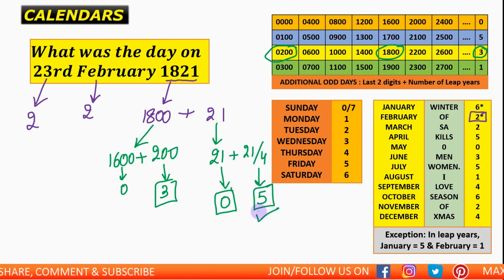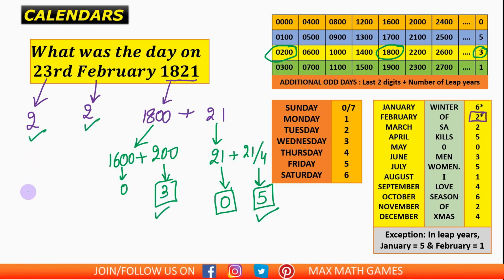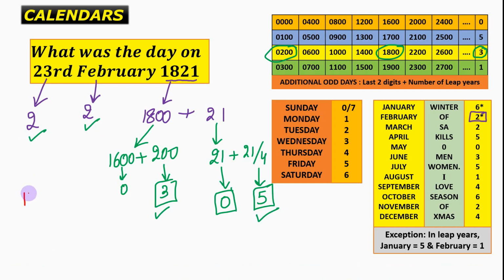So all we need to do is we have to add 5, 3, 2 and 2, which will give us the quantity 12, and when 12 is divided by 7 it leaves a remainder of 5. So there are 5 number of odd days in the date 23rd February 1821, and hence this date was a Friday.